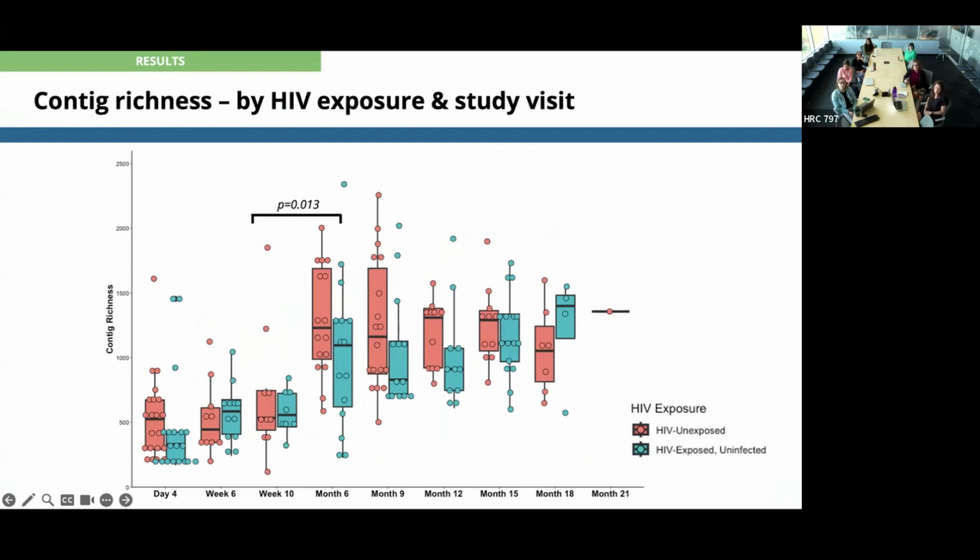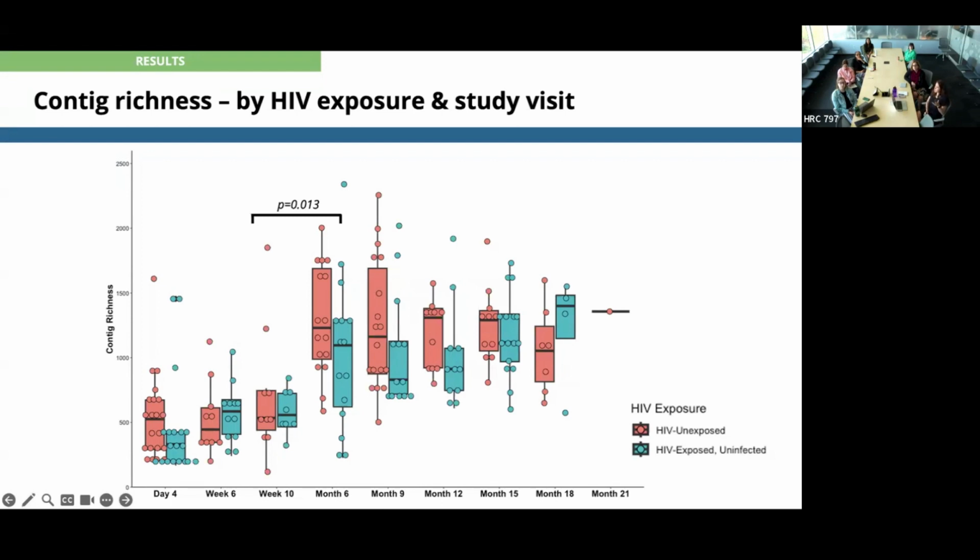And what we're seeing is that between day 4 and week 10, which is about month 3, there is a lowish level of number of viruses. The y-axis here you can think of as a number of viruses. So you see this lowish number, they're similar, and then you see this big jump around month 6. And we're hypothesizing that this is related to the introduction of new foods.